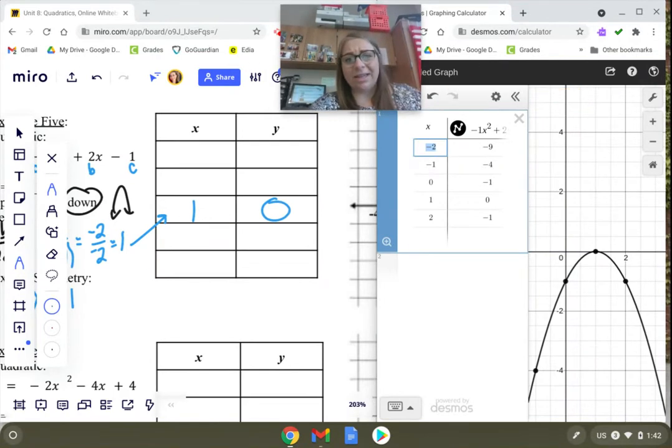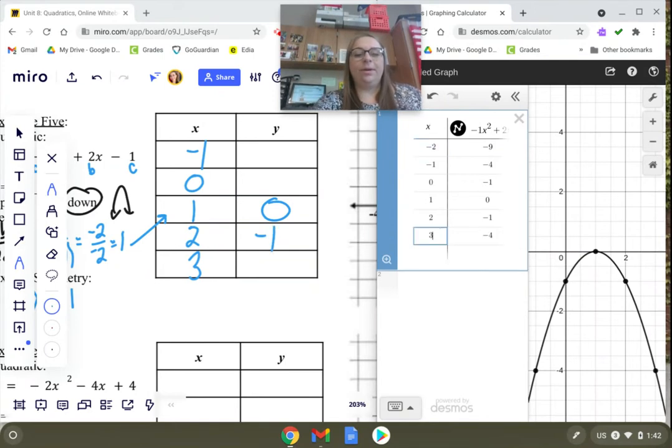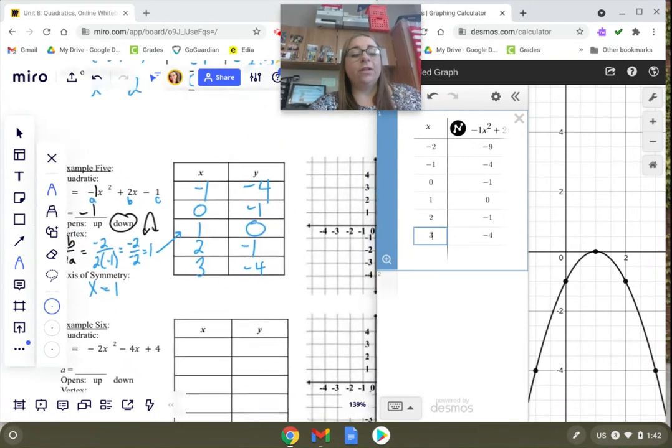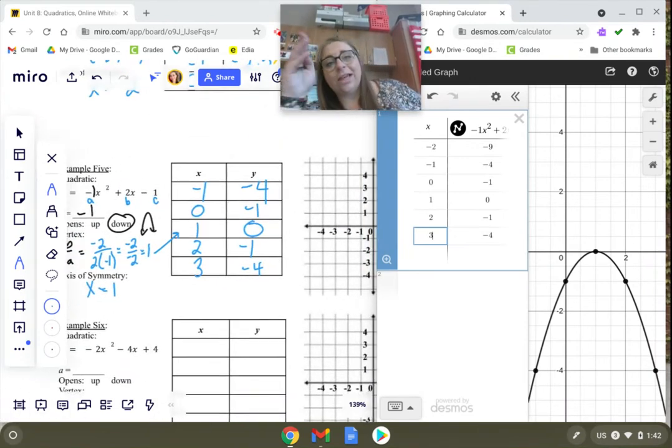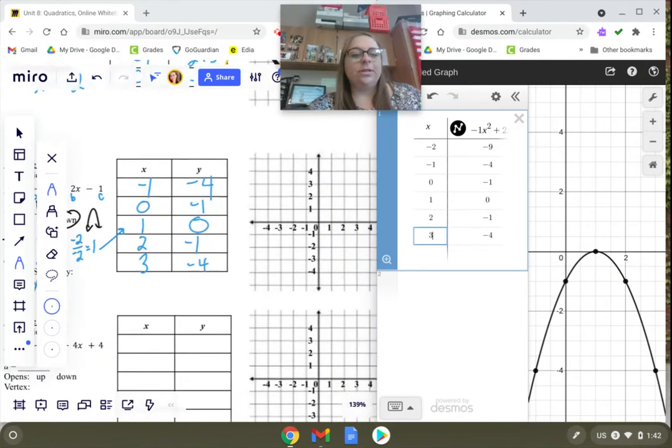Just like the other tables, I want to go a little bit up and a little bit down. So 1, 2, 3, 0, negative 1. 2 would be negative 1. 3 is not on there, so we can type it in. So negative 4. 0 would be negative 1, and negative 1 would also be negative 4. It follows that same rule where the first and last are the same and the second and fourth are the same. So just keep that in mind as you're doing these.